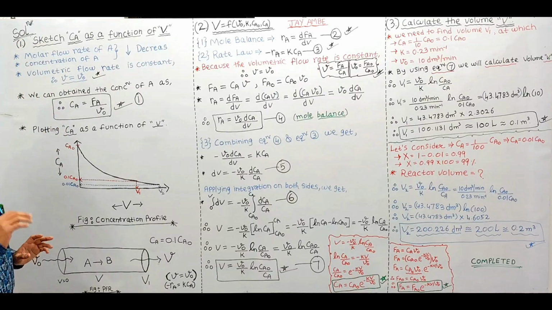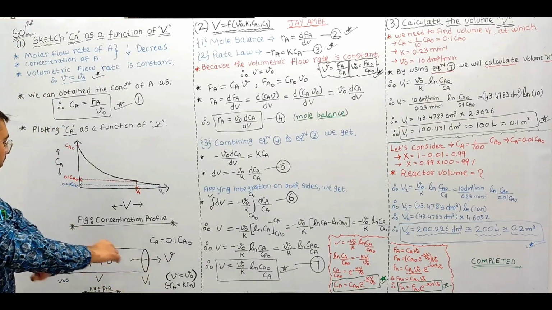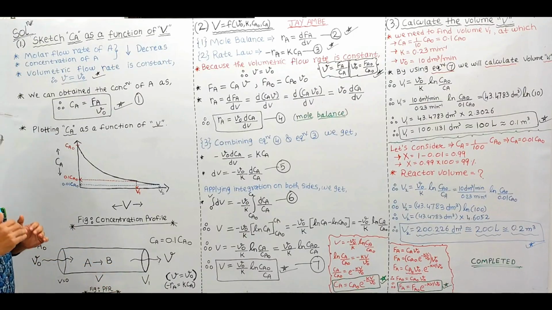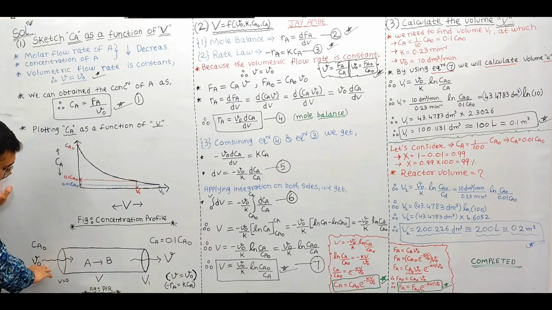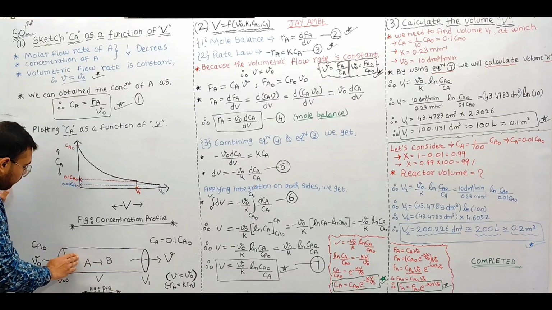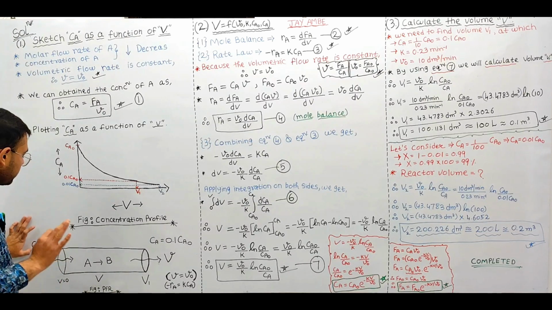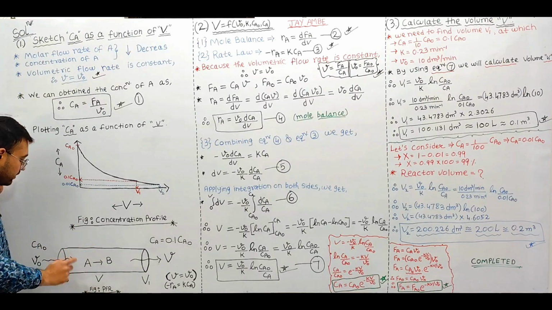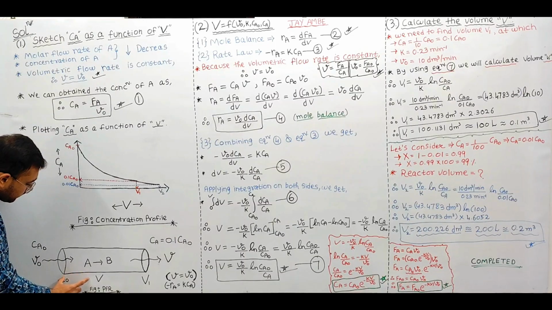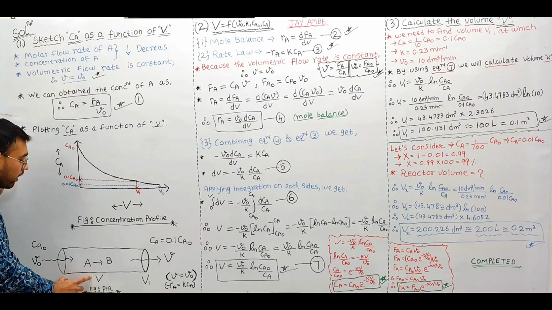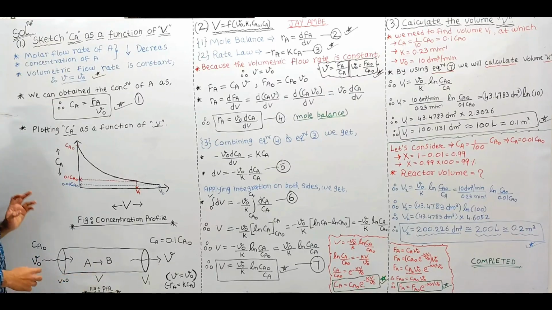Here we'll use the fundamental concept and understanding of the plug flow reactor. Let's say the reactants are fed to the plug flow reactor via the inlet stream, where the volumetric flow rate is v naught and the initial concentration is Ca naught. At the initial volume of the plug flow reactor, we'll have the higher concentration of the reactant present in the reaction environment.